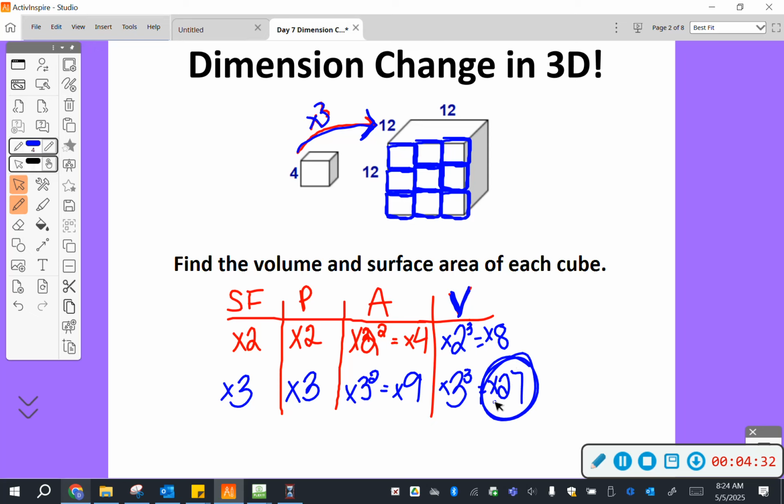Let me prove it to you. Watch. Remember the volume of a cube we learned on Friday? What is the formula for volume of a cube? S cubed. So this one I would do 12 cubed.